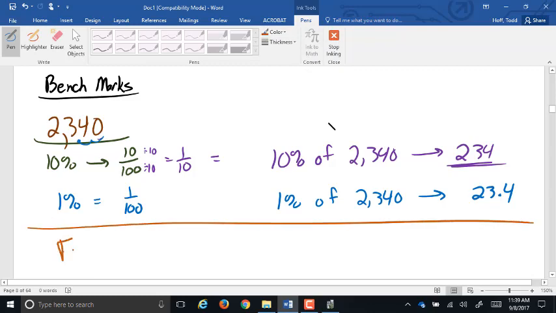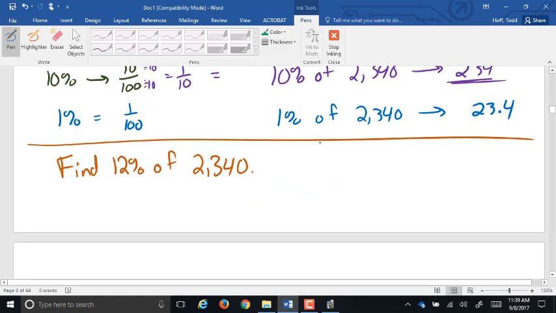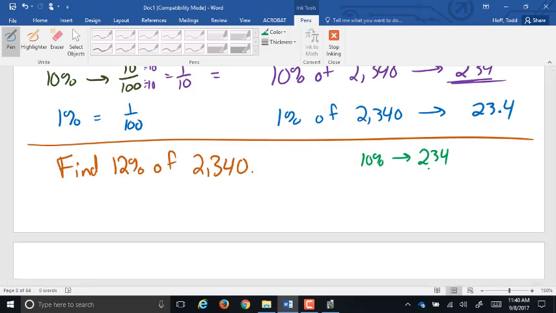Well, let's say I'm asked to find 12% of 2,340. First of all, I can do an estimate here. 10% is 234. 12% is slightly more than that, right? So I know my answer better be something slightly more than 234.